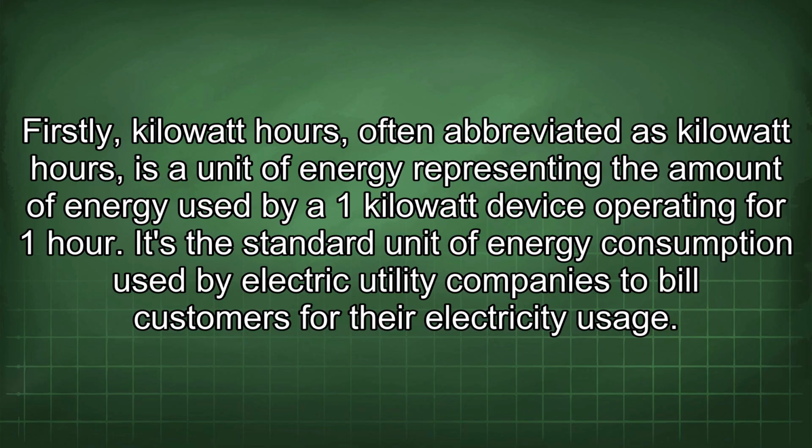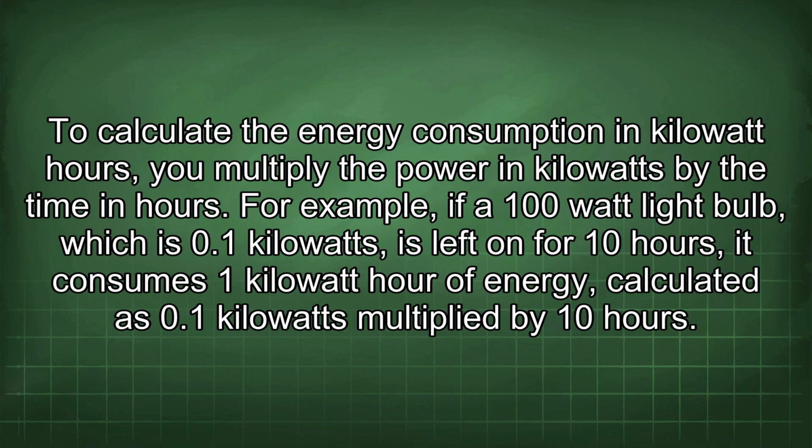Firstly, kilowatt hours, often abbreviated as kWh, is a unit of energy representing the amount of energy used by a 1 kilowatt device operating for 1 hour. It's the standard unit of energy consumption used by electric utility companies to bill customers for their electricity usage. To calculate the energy consumption in kilowatt hours, you multiply the power in kilowatts by the time in hours. For example, if a 100-watt light bulb, which is 0.1 kilowatts, is left on for 10 hours, it consumes 1 kilowatt hour of energy, calculated as 0.1 kilowatts multiplied by 10 hours.